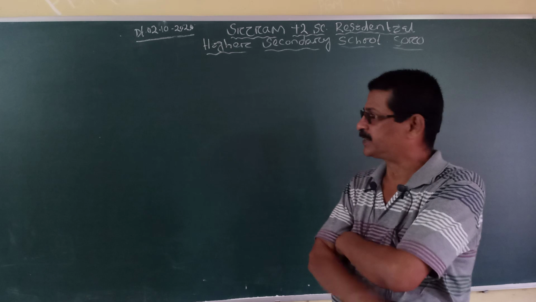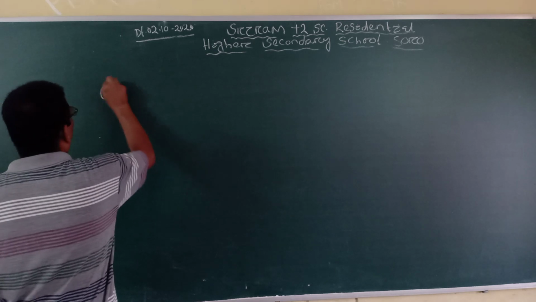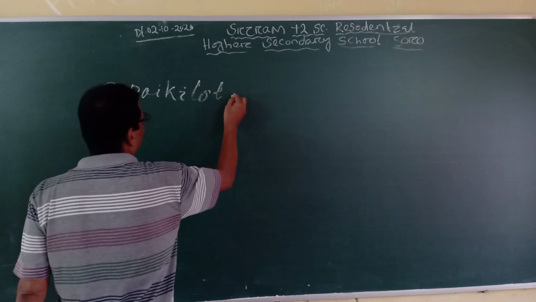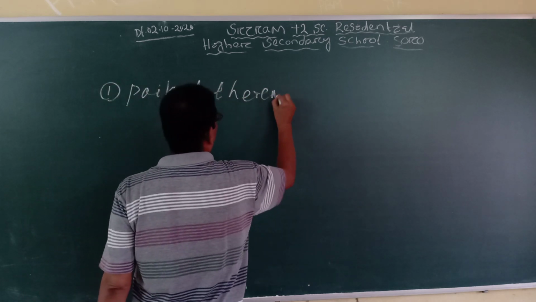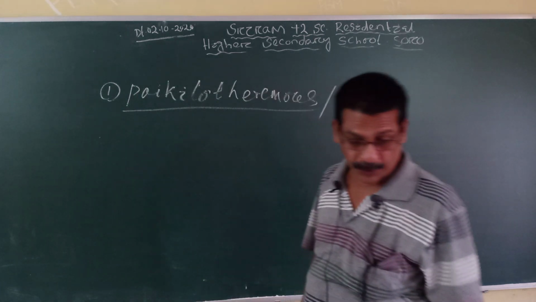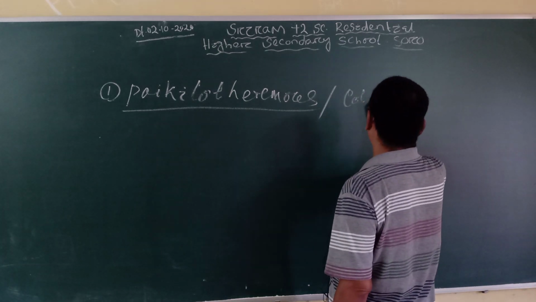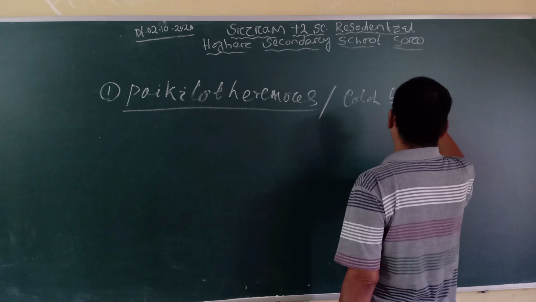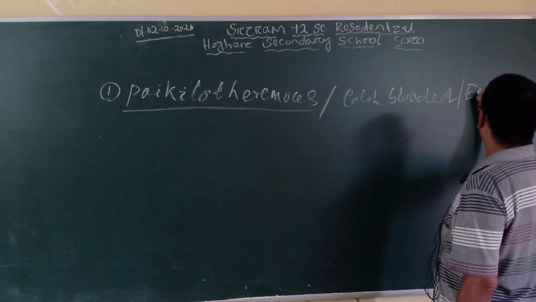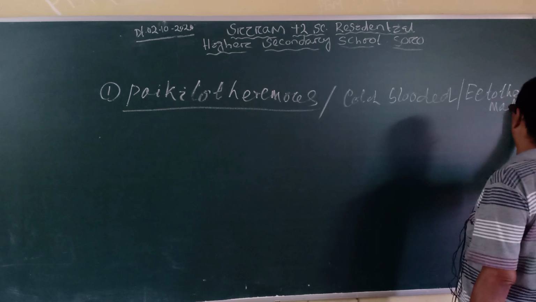So first of all, you come to the poikilotherms. Poikilotherms, or we can say that these are called the cold-blooded animals, or we can say that they are called the ectothermal animals. Clear?